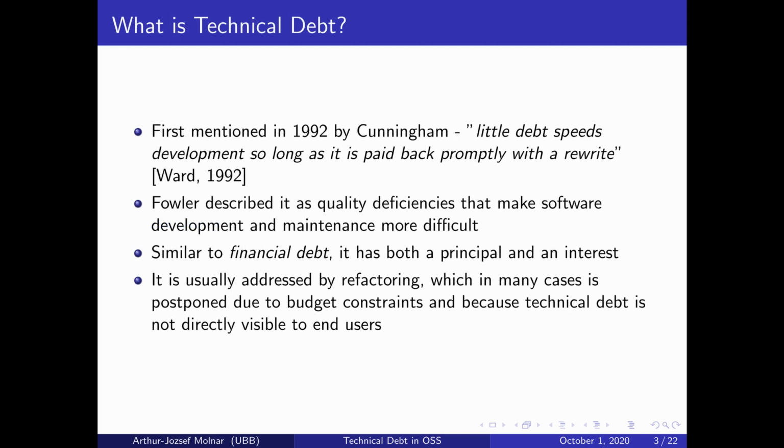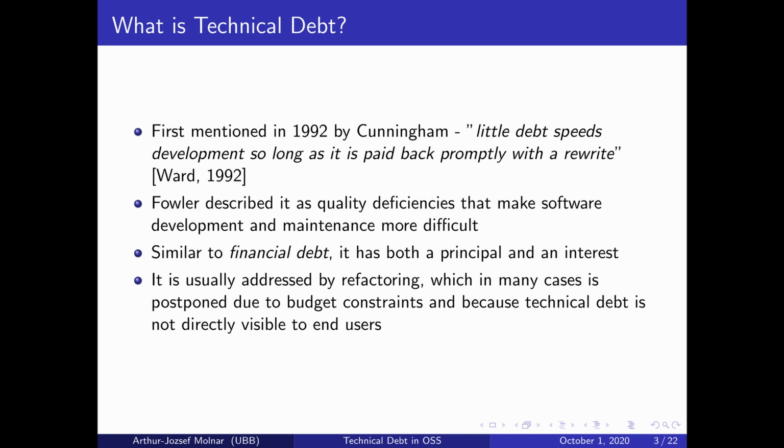Let us start. We find technical debt first mentioned by Ward Cunningham in 1992, who opined that taking it on can speed up development and was not actually a problem, as long as it was resolved soon after introduction. Later, Fowler provided a more complete characterization by describing technical debt as a software quality deficiency that made development and maintenance more difficult. Like the financial counterpart that inspired its name, technical debt comprises a principal and an interest.